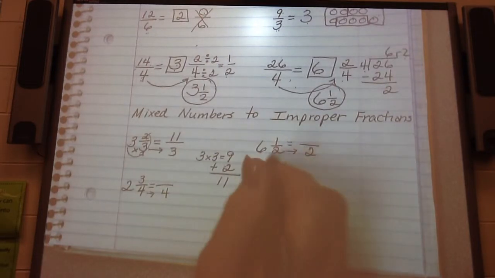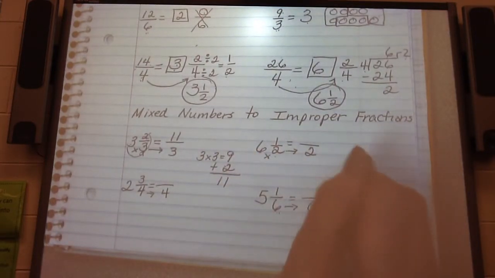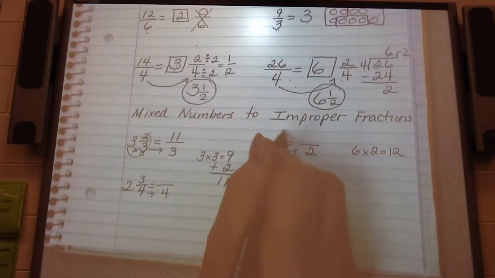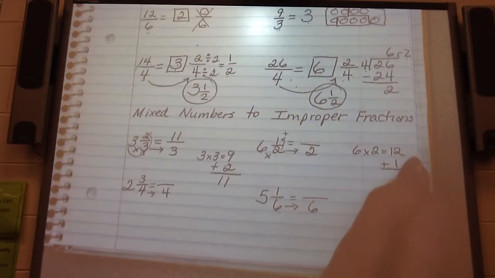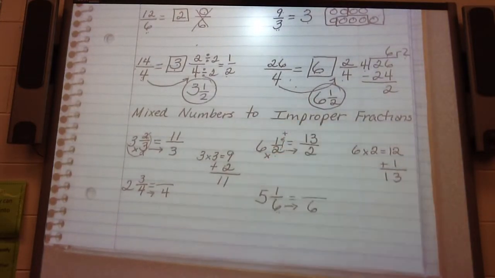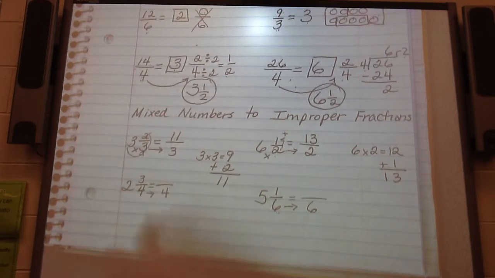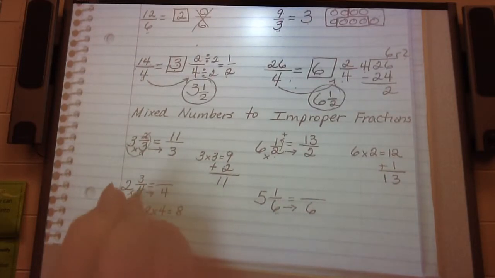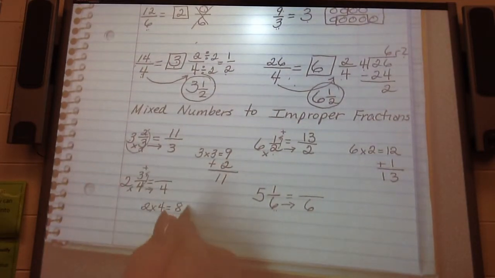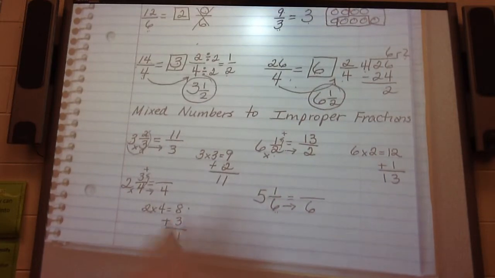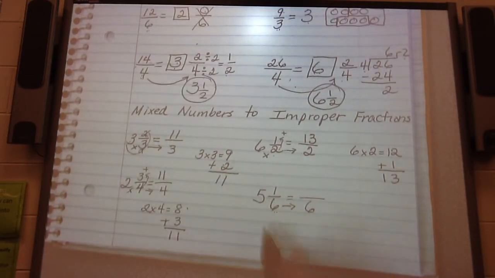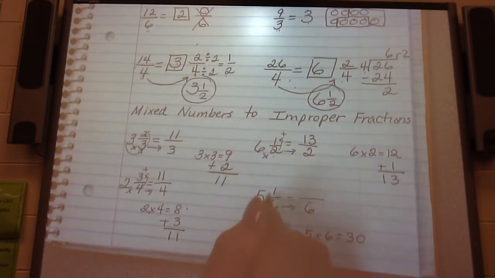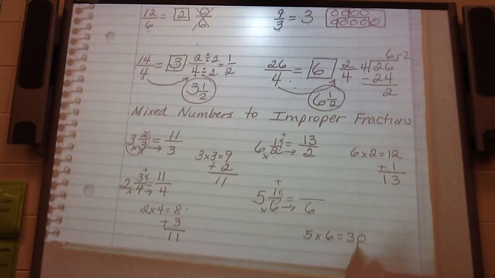Again, same thing here. First things first, 6 times 2. That equals 12. Then you're going to add the 1. That's 13, and that's the answer. And finally, these last two, 2 times 4 equals 8, plus the 3 equals 11. And finally, 5 times 6 equals 30, plus the 1 equals 31.